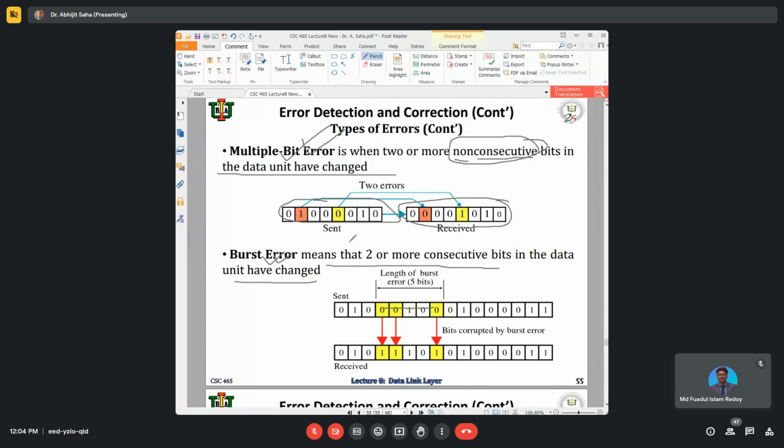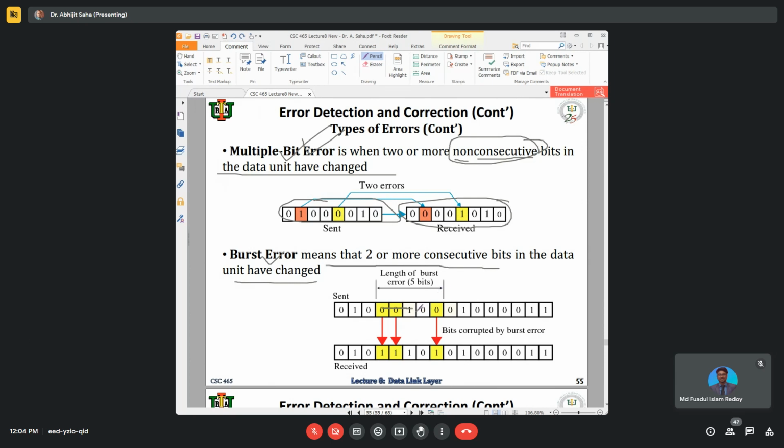Sir, in a burst error, there are two zeros together, consecutive, and they turn into two ones. It can be three or four or more, sir.